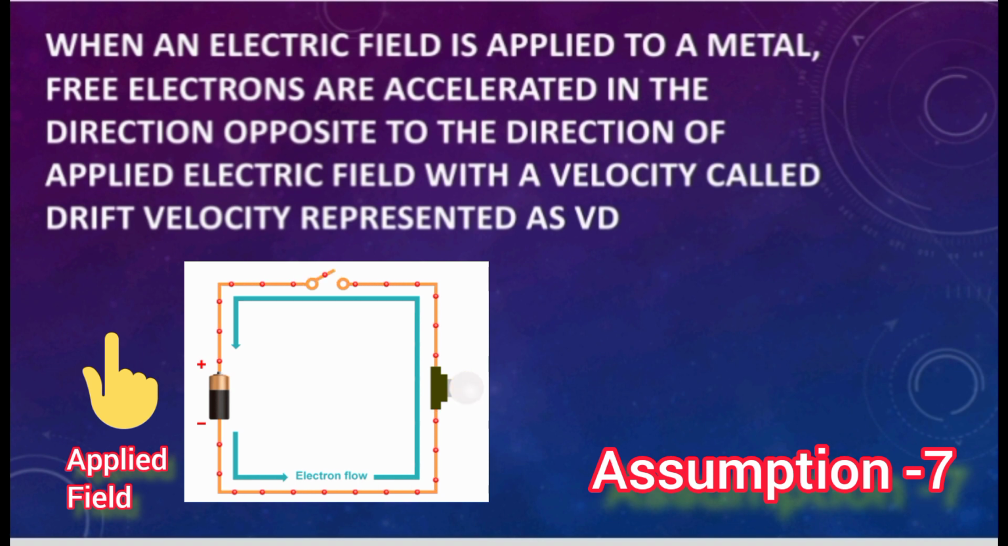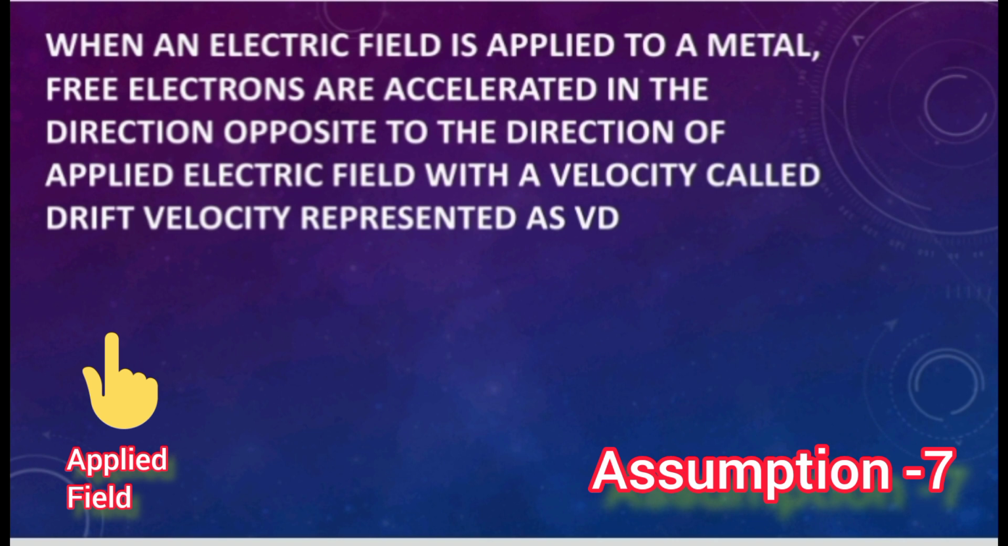So these were the 7 assumptions made by the classical free electron theory to explain the conductivity of electrons in a metal.